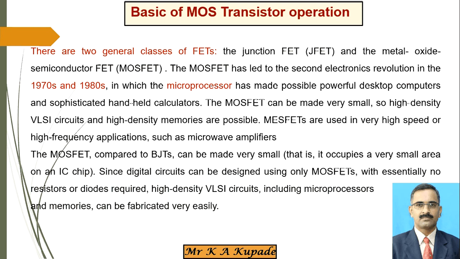Now, as compared to the BJT, MOSFETs can be made very small. I just explained that: it occupies a very small area on an IC chip. That is what it means, that it occupies a very small area in an IC chip. Due to that, it is said that it can be made very small.